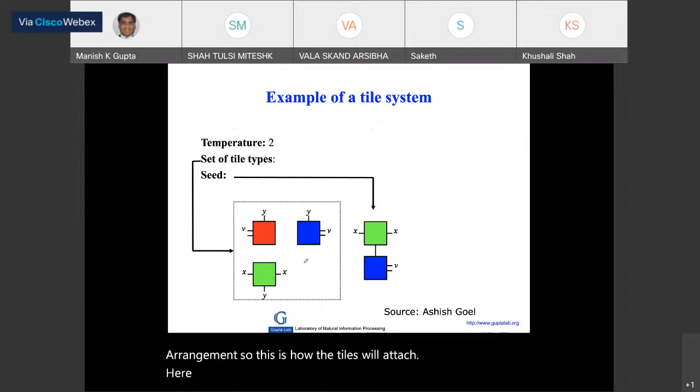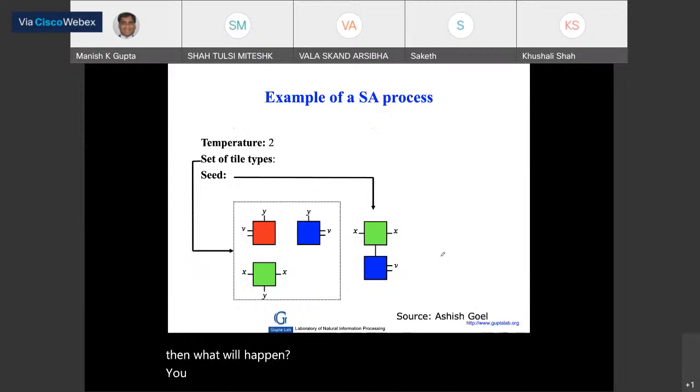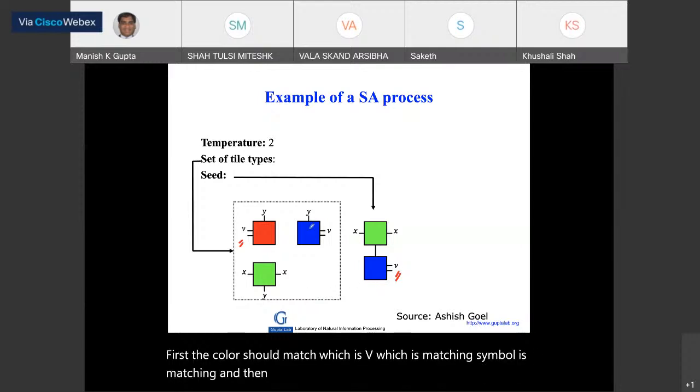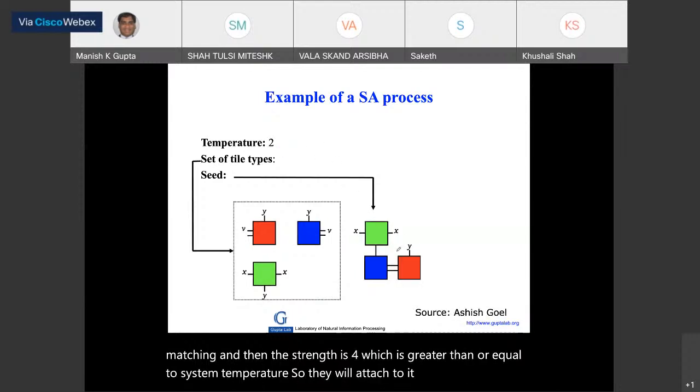Here is an example. Temperature is 2, and you can see that the initial seed configuration is this, and there is a supply of tiles. There are enough tiles of this kind. Then what will happen? As you see, this red will attach, because here it is V symbol and the strength is 2. Here it is V symbol and the strength is 2. So this and this will combine, right? First the color should match, which is V, the symbol is matching, and then the strength is 4, which is greater than or equal to the system temperature. So they will attach. So this is how this will attach.